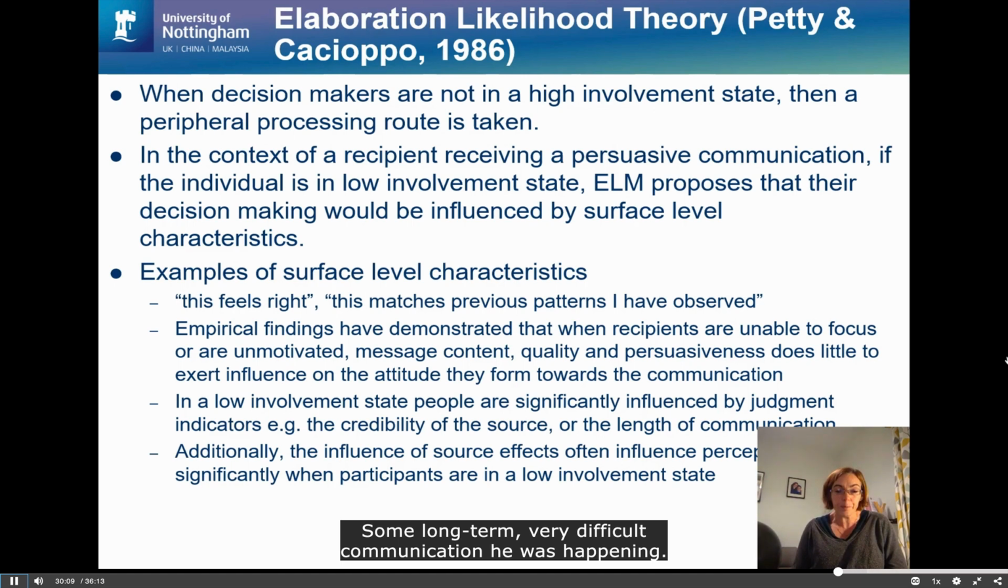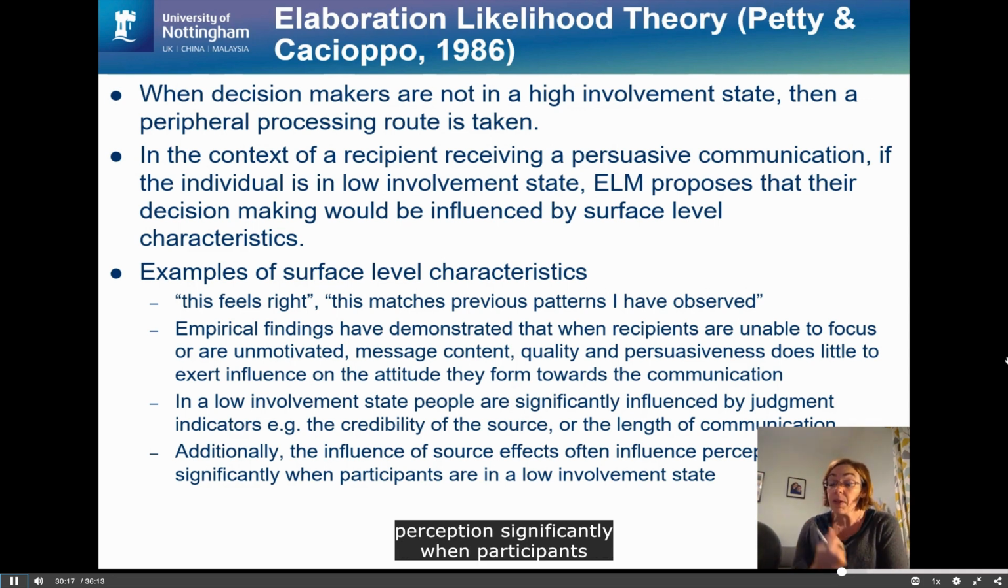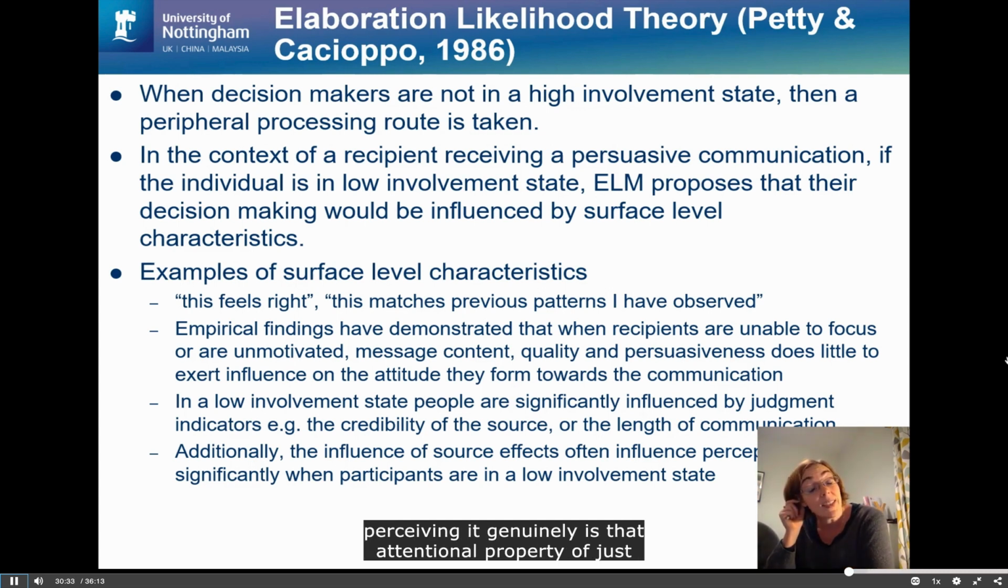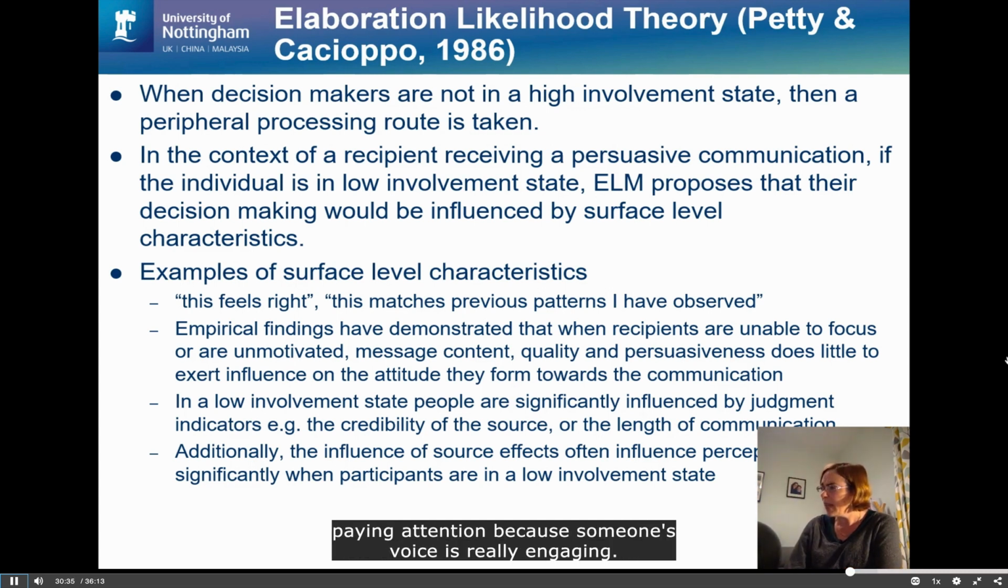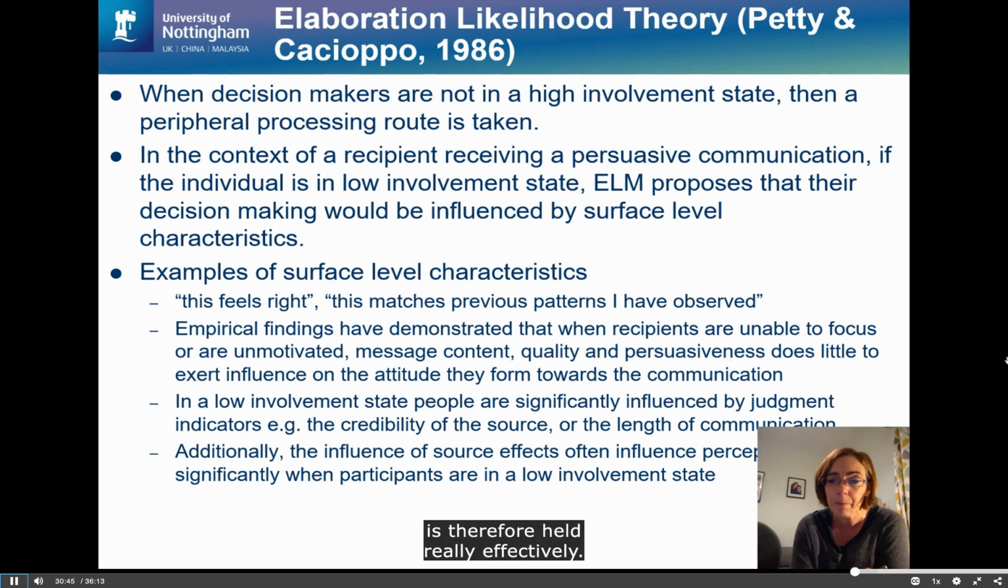In addition, the influence of source effects often influence perception significantly when participants are in what we call a low involvement state. So the influence of those source effects, the credibility of the source, for example, or the influence of the communication, can actually influence the extent to which you're perceiving. It genuinely is that attentional property of just paying attention because someone's voice is really engaging, or the explanation is taking a longer time and your attention is therefore held really effectively.